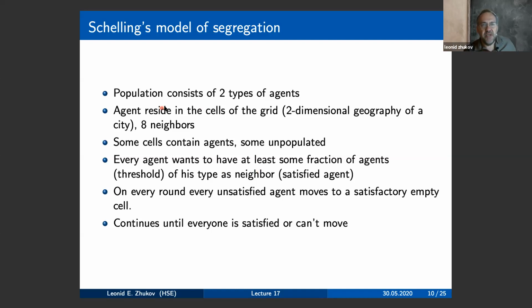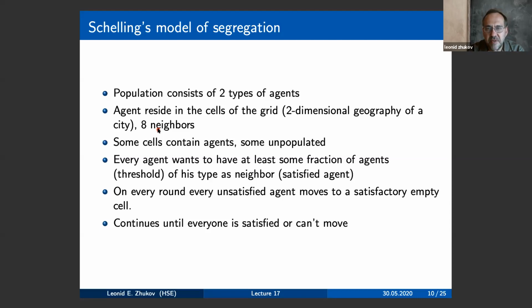So the population consists of two types of agents, and the agents reside on a cell of the grid. Remember, you need to introduce some sort of geometry. In our case, we'll be talking about this two-dimensional geometry, and every person will have 8 neighbors. For those of us who spent childhood on dachas, it's one of those scenarios. You have a neighbor to the left, to the right, up and down, and diagonal, right? So it's kind of in a grid.